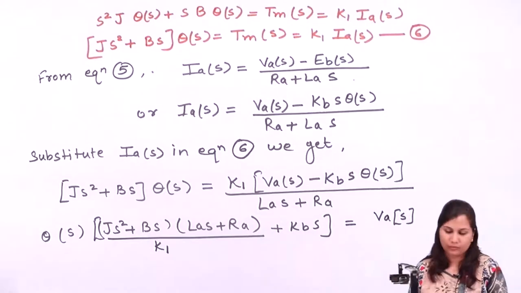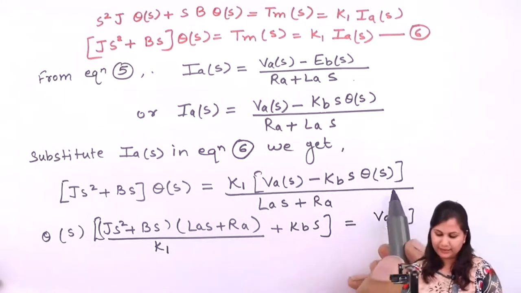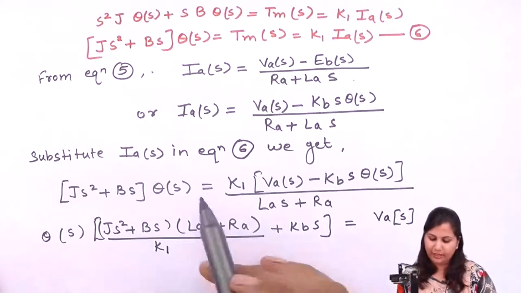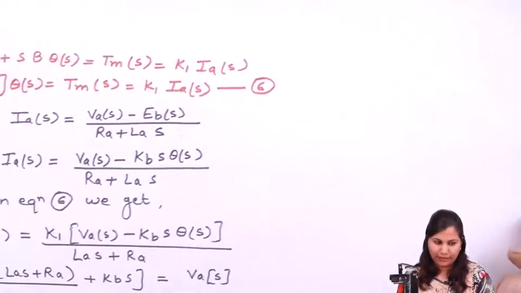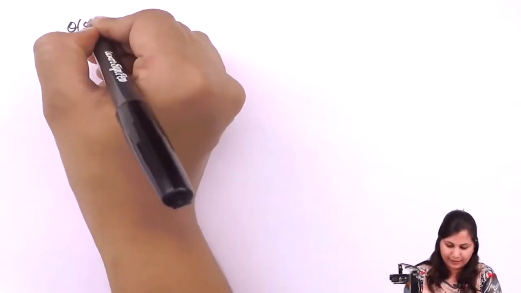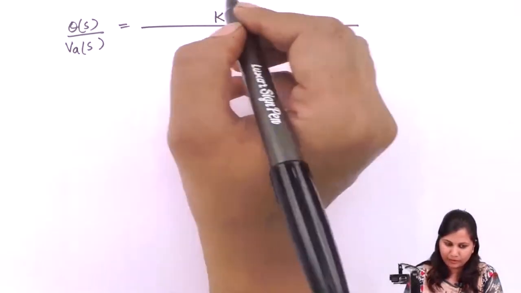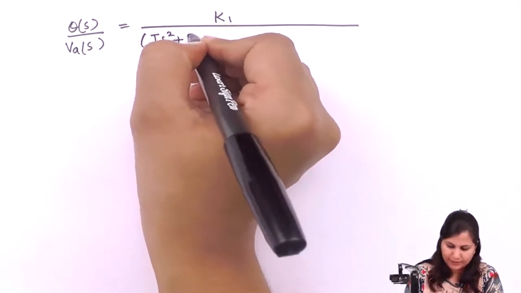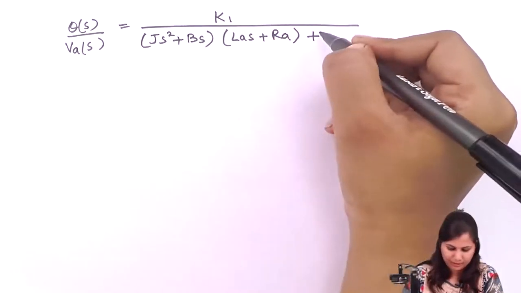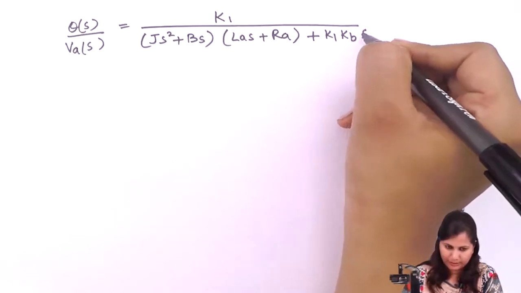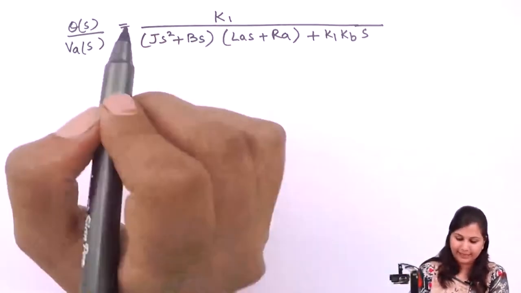equals VAS. Okay, if we multiply this K1 inside, then it will be K1 KBS S theta S, and we have shifted this to the left hand side, because theta S terms will be on the left hand side and the VAS term on the right hand side. So we have to obtain the ratio of theta S and VAS. It will be equal to the reciprocal of that: K1 upon (JS squared plus BS)(LAS plus RA) plus K1 KBS S. Okay, so this is the ratio of theta S and VAS.